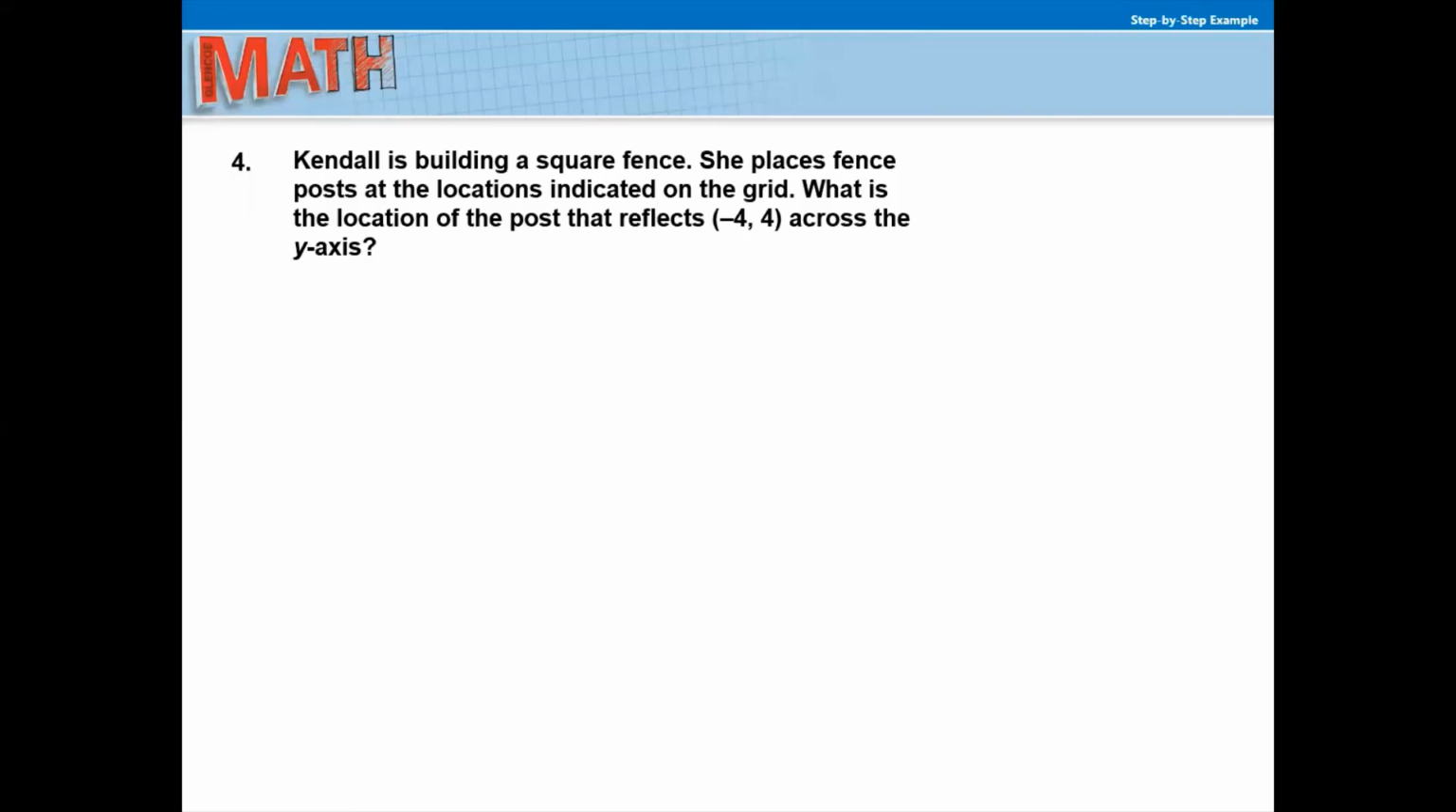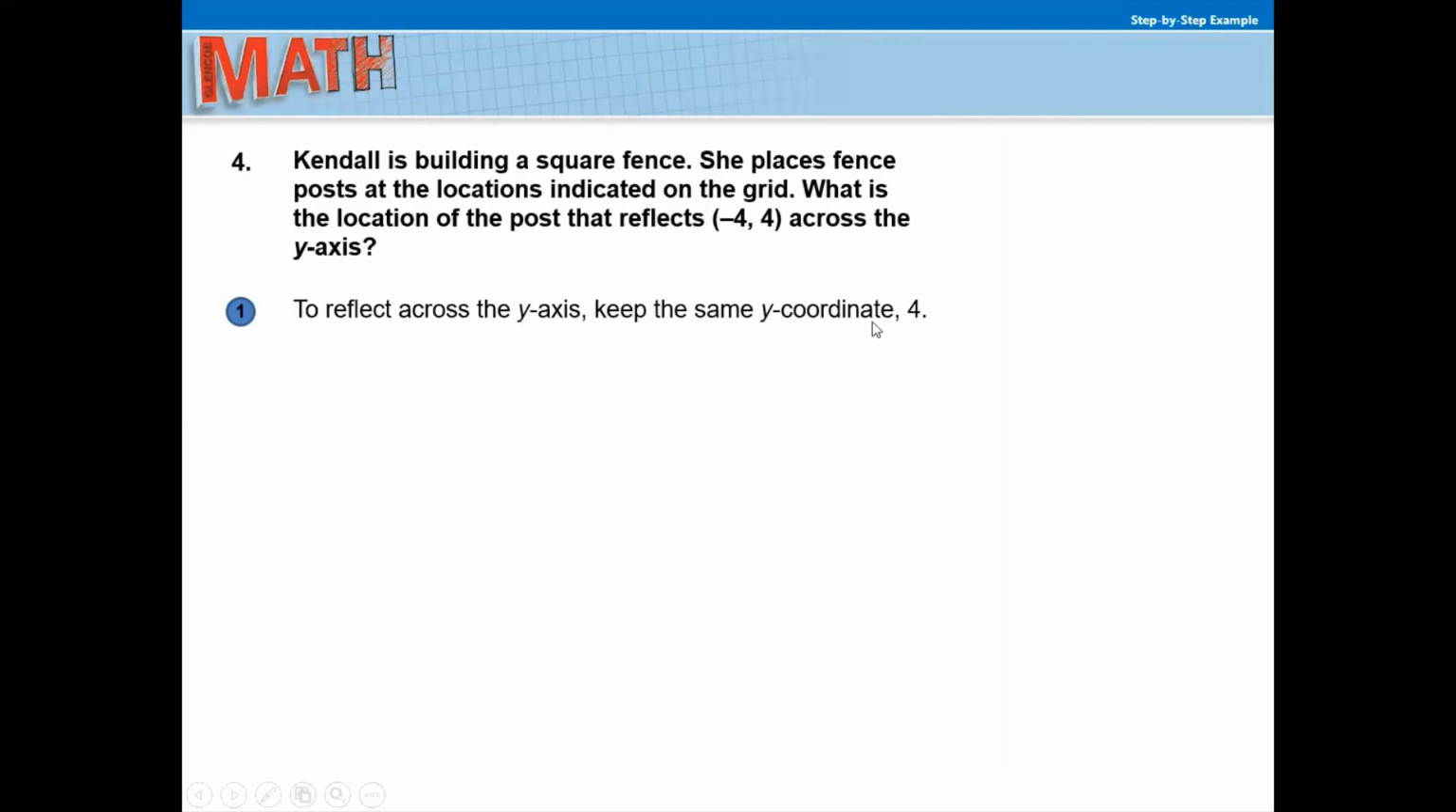Number 4, Kendall is building a square fence. She places fence posts at the locations indicated on the grid. What is the location of the post that reflects -4, 4 across the y-axis? So now we're reflecting across the y. To reflect across the y-axis, keep the same y-coordinate. Remember that it's always x, y, because alphabetically x comes before y. Okay, so we're reflecting across the y-axis.